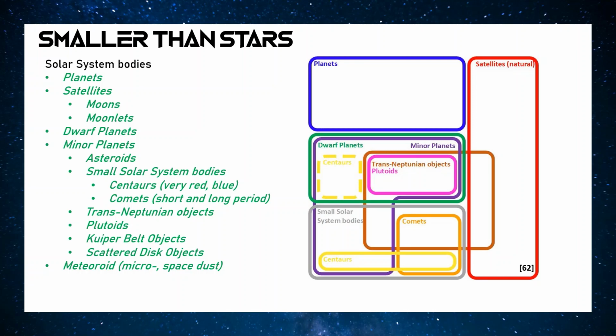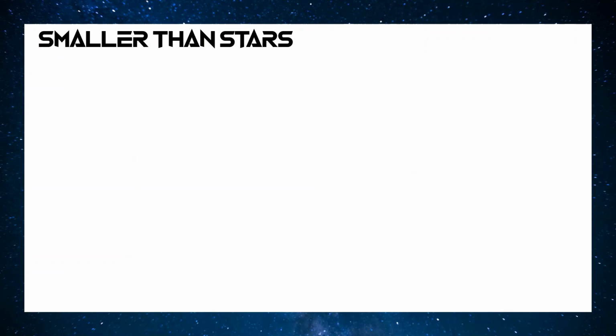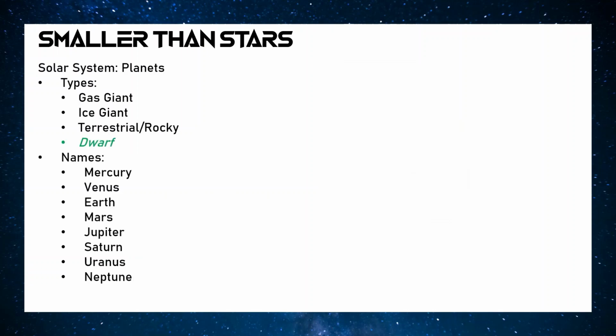All dwarf planets can be minor planets, but not all minor planets are dwarf planets, so some of this distinction gets a little confusing, but we'll try to go through everything in at least as much detail to get a feel for it. Okay, so let's start with planets in our solar system.